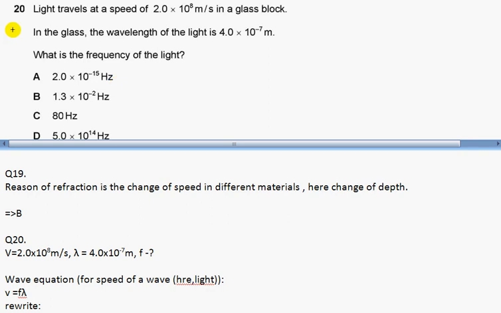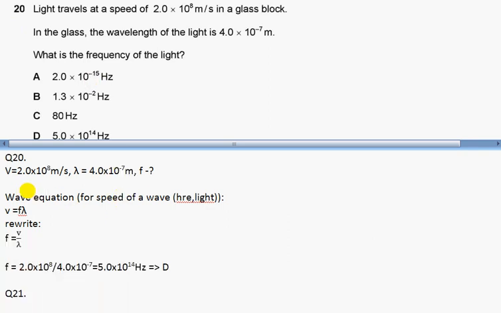20. Light travels at a speed 10 to the 8th in a glass block. In the same glass, the wavelength is so much. What is the frequency? Easy question. So this is given information, velocity, wavelength. We should find frequency. Equation linking these three quantities is wave equation for speed of light. So here it is speed of wave. Here the wave is light. And so we have V equals F lambda. We rewrite it for F. We substitute numbers. And we get answer D. 21.